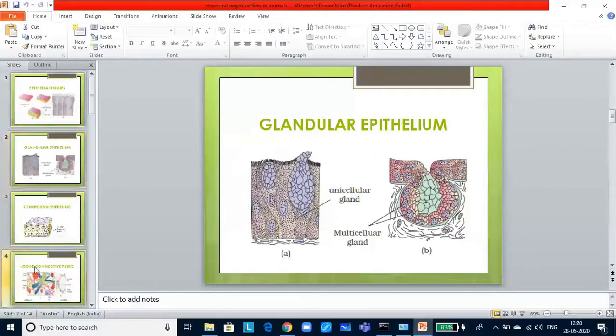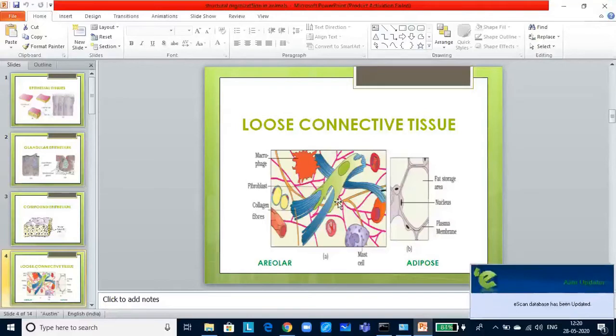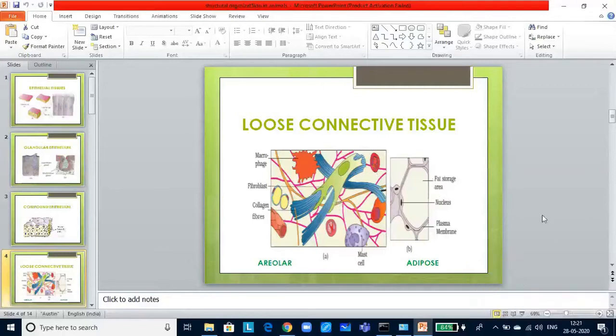Now, let us look at the connective tissue. Connective tissues, as the name suggests, have a special function of linking and supporting other tissues or organs of the body. They range from soft connective tissue to specialized cells: cartilage, bone, adipose, and blood. These are all examples of connective tissues.